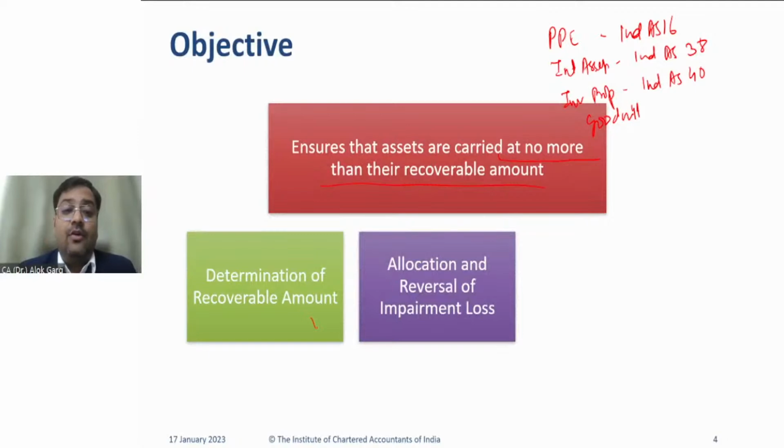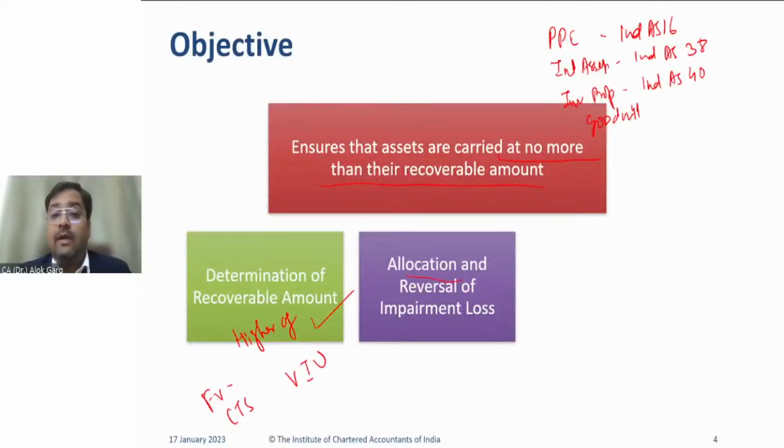This standard also talks about how to determine the recoverable amount. What is meant by recoverable amount? Recoverable amount is the higher of fair value less cost to sell and value in use, VIU. We will discuss later what is meant by these; we are going to discuss both these concepts.